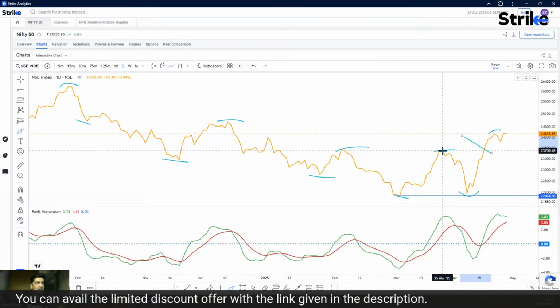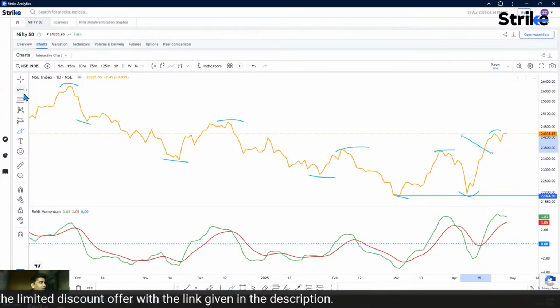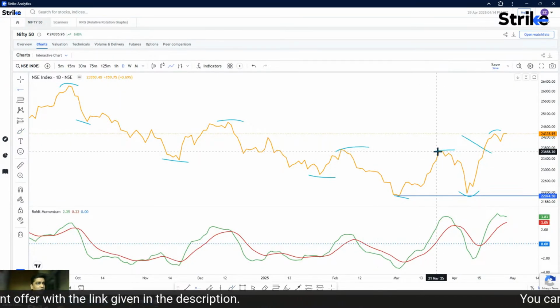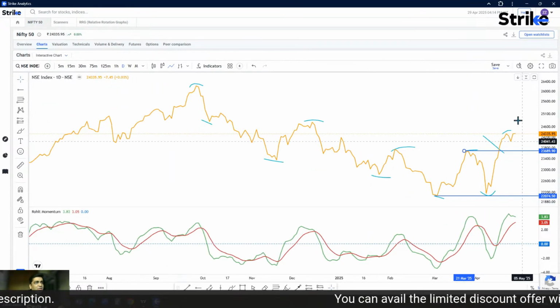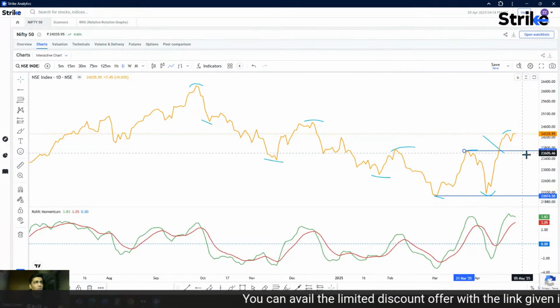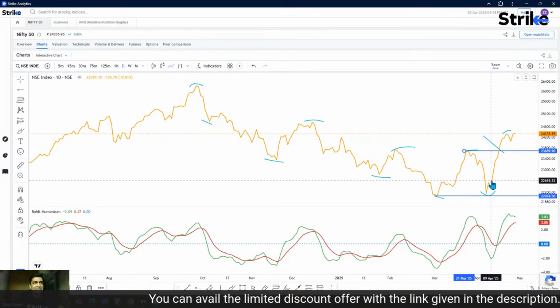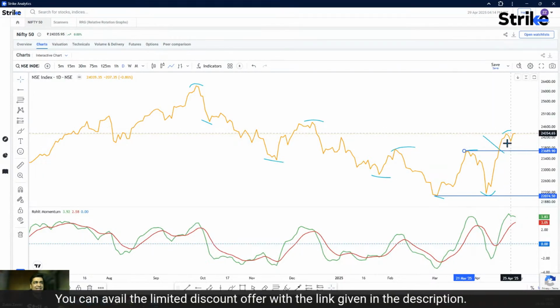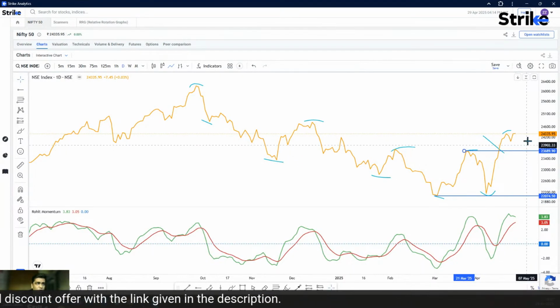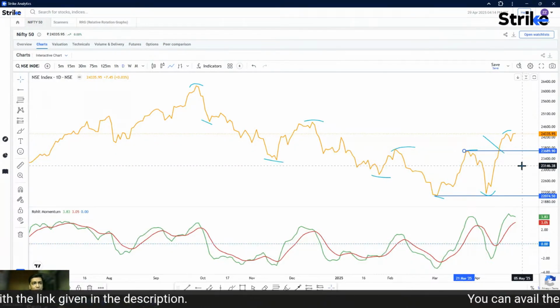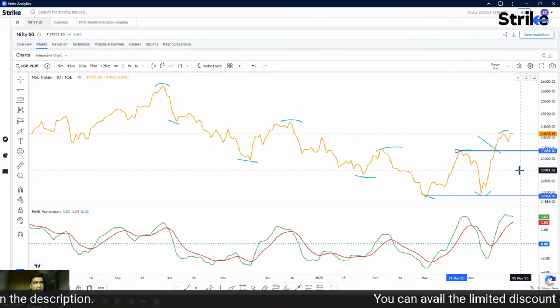As soon as this high was broken, the trend changed, and now this particular high will act like a support level for Nifty. Then we have to watch out whether this particular support level at 23,689 holds on a closing basis or not. If it holds and then bounces back, it would be a bullish signal.